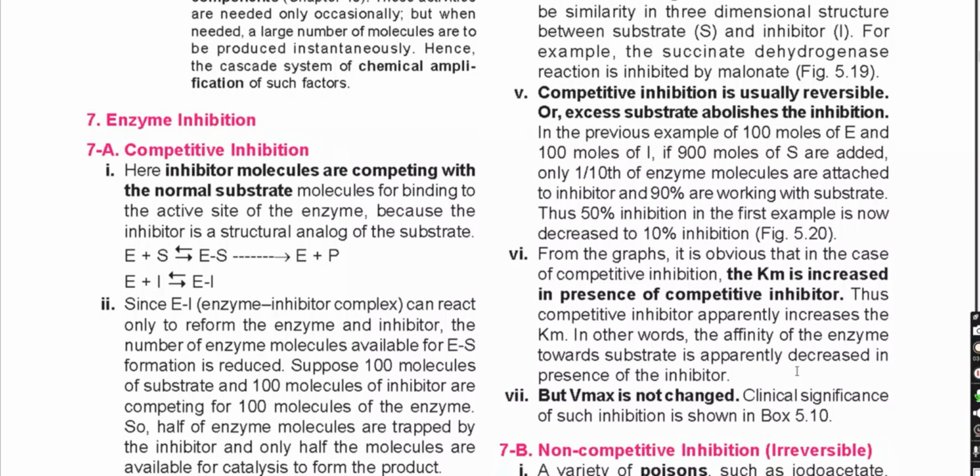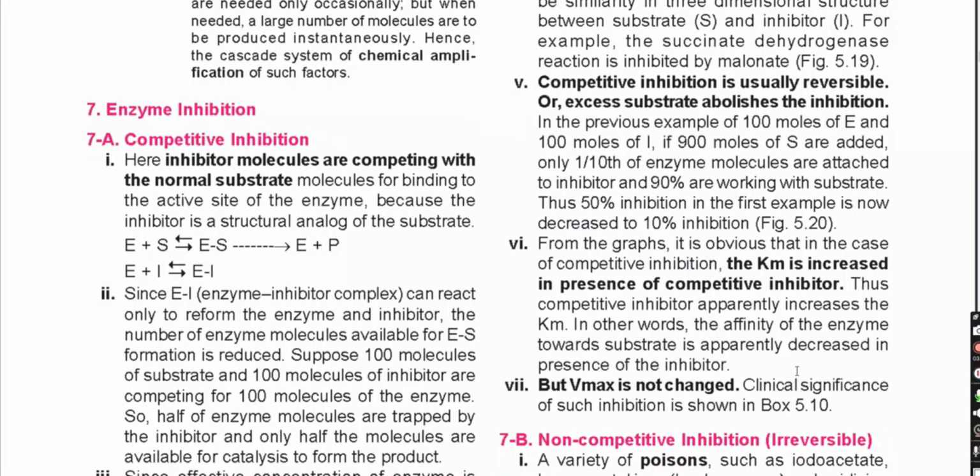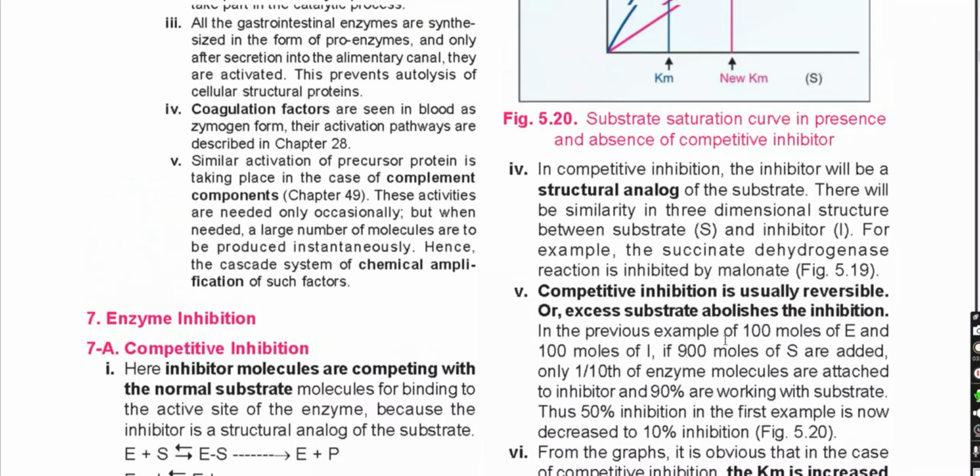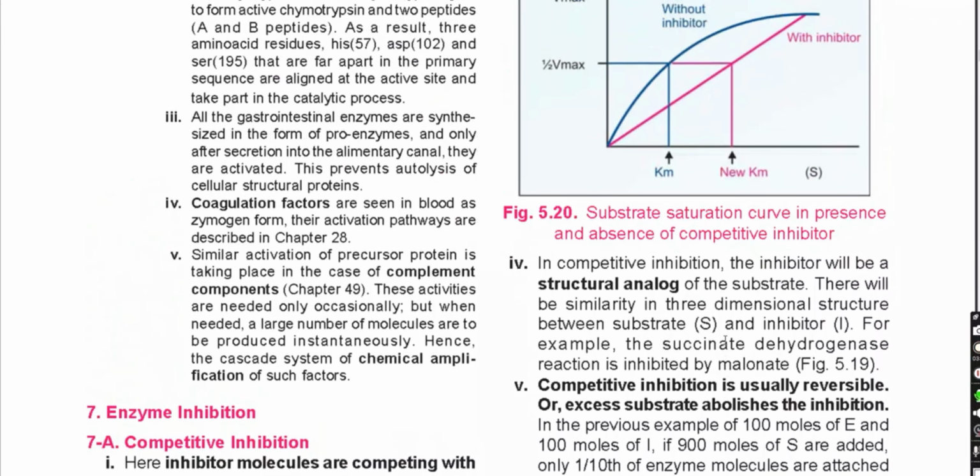Another important inhibitor is called the non-competitive inhibitor. And what is this? A variety of poisons such as iodoacetate, heavy metal ions, lead, mercury, and oxidizing agents act as irreversible non-competitive inhibitors. And these are examples of non-competitive inhibitors. There is no competition between the substrate and the inhibitor.